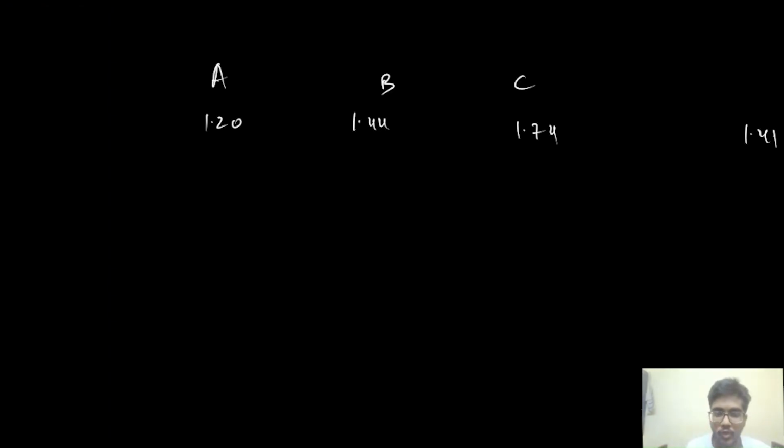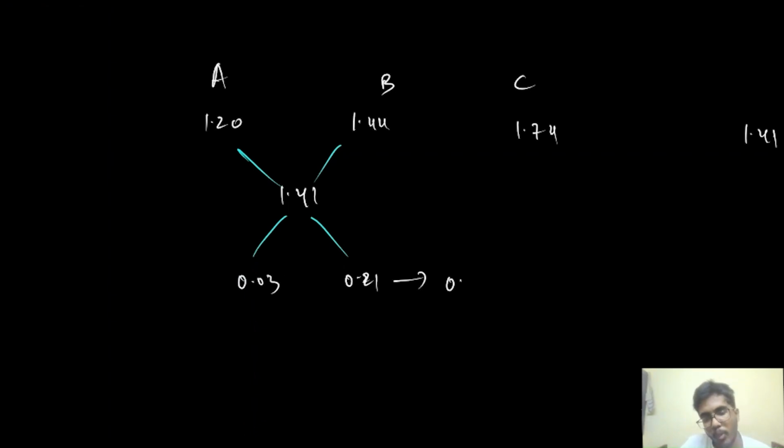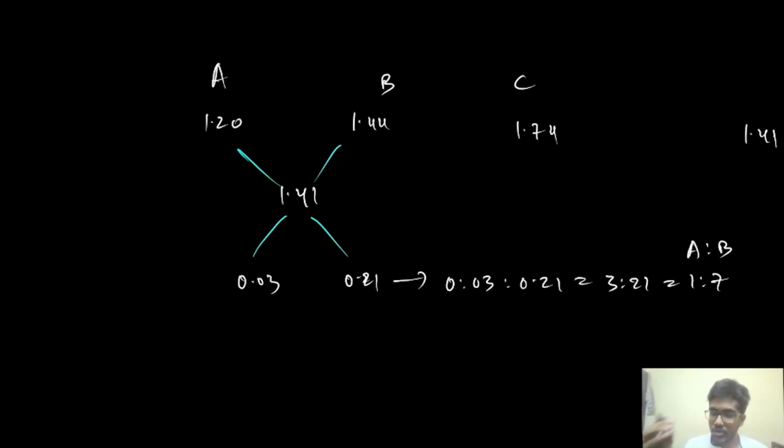Can we put 1.41 between A and B? Yes, we can, because we have 1.41 between 1.20 and 1.44, right? So we can put 1.41 here and take the difference now. What do you get after you take the difference? You get 0.03 here and you get 0.21 here. Okay, so how does this simplify to 0.03 is to 0.21? This is basically 3 is to 21, sorry. So 3 is to 21 is basically nothing but 1 is to 7. Okay, and what is this? This is basically A is to B. So it's very important that you figure out what parts are there, you should name them properly.